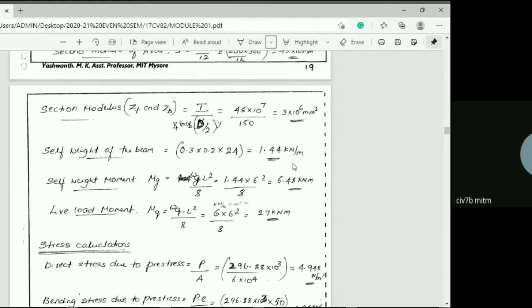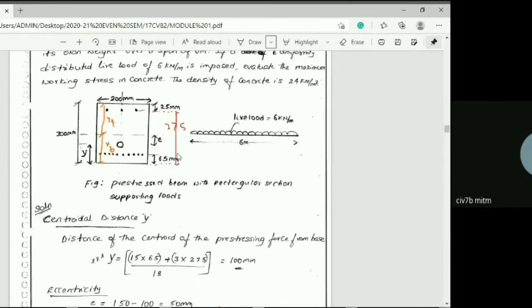Then meter becomes meter square, and with kilonewton per meter cube, it will get cancelled. You will get the answer as 1.44 kilonewton per meter. So please note this point. These things look very simple, but in a hurry you will forget this. You will start multiplying 300 into 200 into 24. So please be careful.